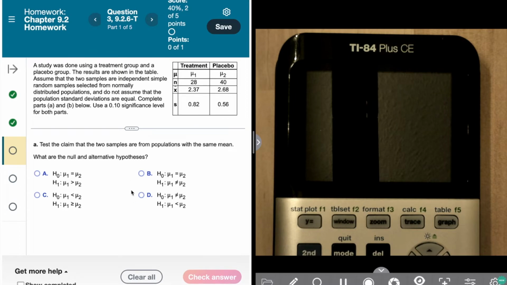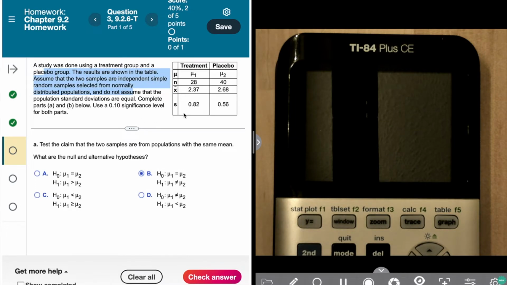All right. Up next, now we're going to actually dive into a test. So we've got treatment group, placebo group, and that's what we have about them. So what's the null and alternative hypothesis? I think we're just going to test that it's not equal to, because the wording doesn't kind of tell me what I'm trying to do.